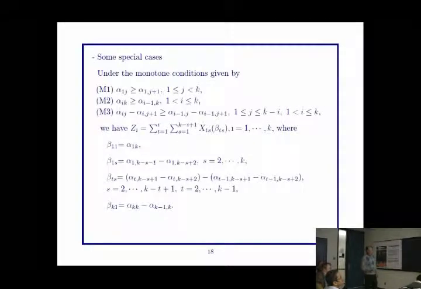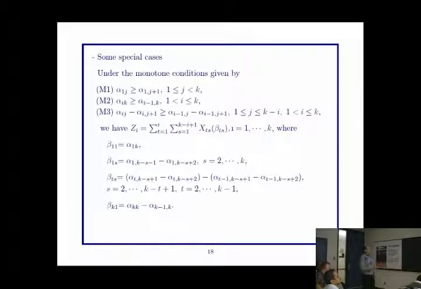Now, if there is a monotone property among these alpha values, that corresponds to many standard types of correlation structure. For example, MA1 structure, AR1 structure, or exchangeable correlation structure. It covers all those things. Then you have this closed form. But still, we need positive correlation.